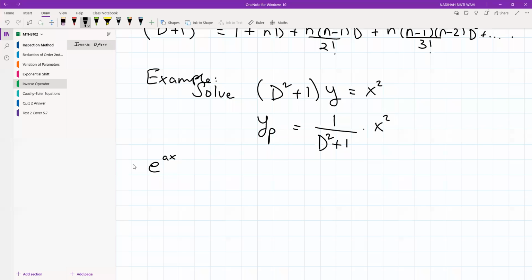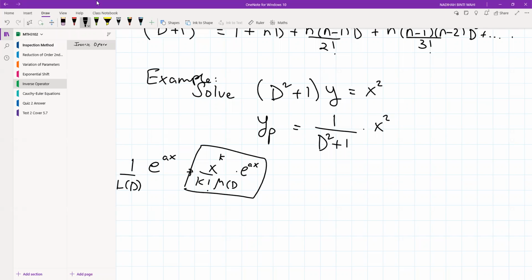So L over D. So yang ni kita guna yang apa? Yang tadi tu. X to the power of K factorial darab dengan M of D darab dengan e to the AX. So yang ni kita boleh expand guna benda ni. Tapi sekarang ni dia ada adalah X kuasa 2. Dia tak sama.